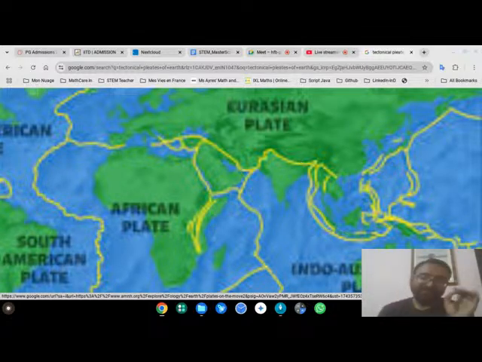Every 3 to 4 months I feel a jerk of earthquake. So every 3 to 4 months we experience an earthquake, and just 1 month back also I felt an earthquake. So it is pushing, it is pumping.